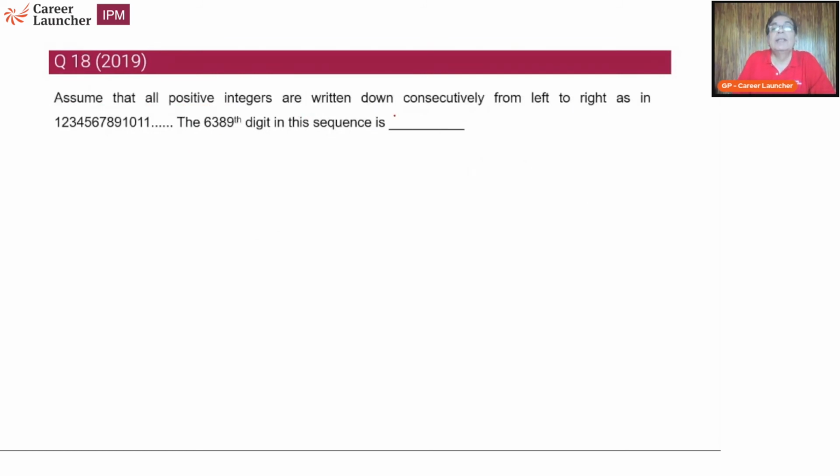Assume all positive integers are written down consecutively from left to right, as in this particular expression. What is the 6, 3, 8, 9 digit in the sequence? Okay, no issues at all. We need to find that digit. It's a question which you have done in your studies, again a class 9, 10 question for all practical purposes. So please attempt question 18, class 9, 10, definitely, assuming you have time. If you say I've already exhausted my time, I don't think you can do anything. But if you have time, you should definitely attempt this one also.